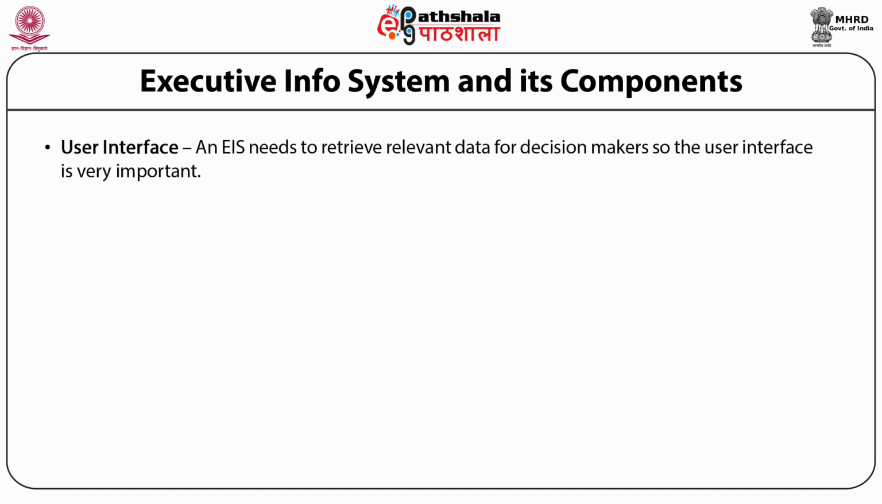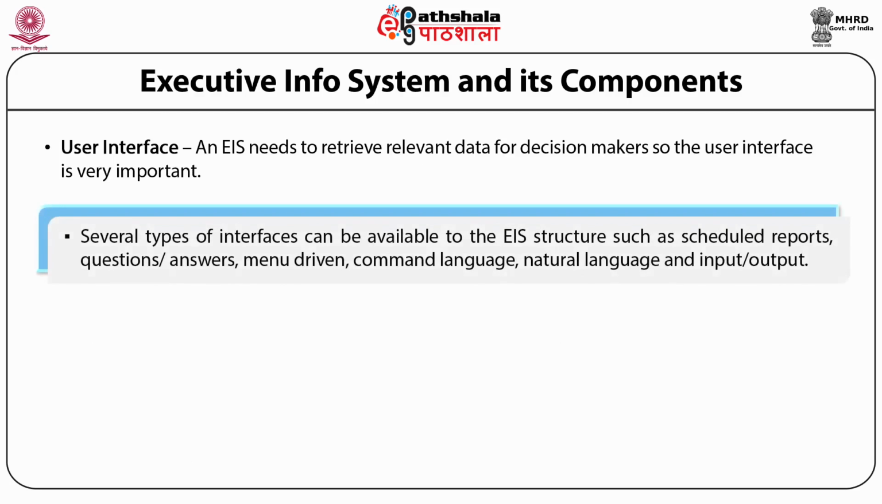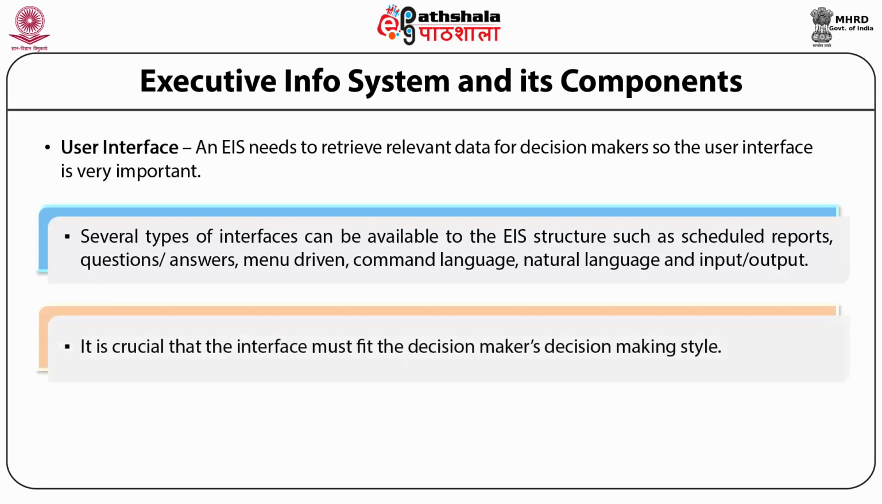The user interface. The executive information system needs to retrieve relevant data for decision makers, so the user interface is very important. Several types of interfaces can be available to the executive information system structure, such as scheduled reports, questions and answers, menu-driven, command language, natural language, and input-output. It is crucial that the interface must fit the decision maker's decision-making style.